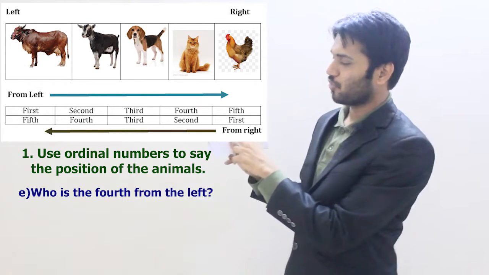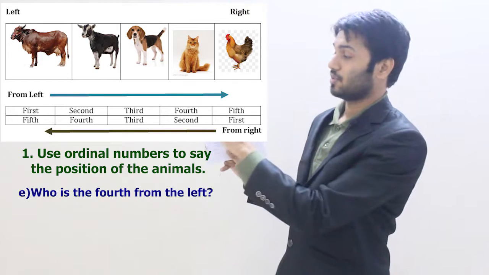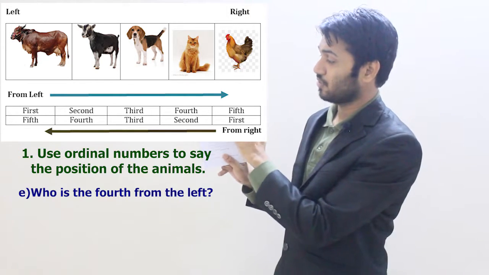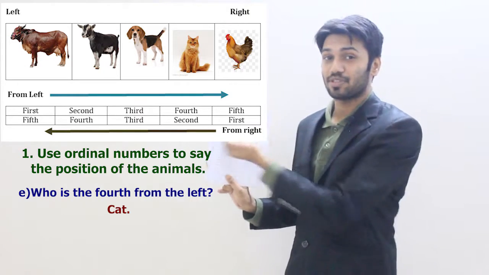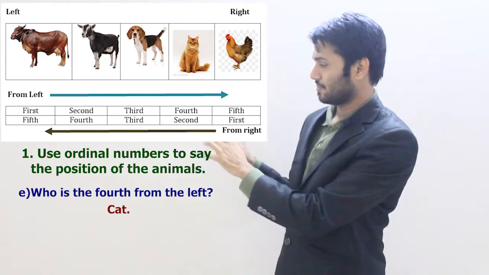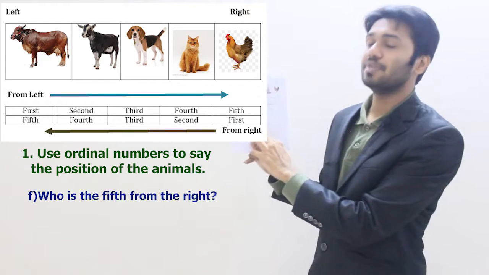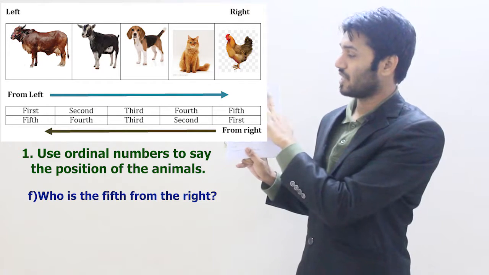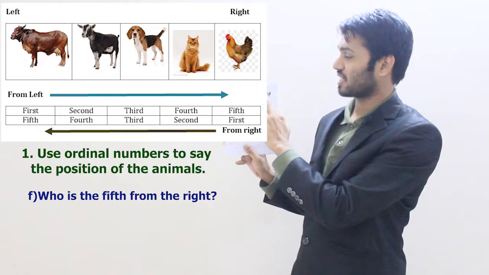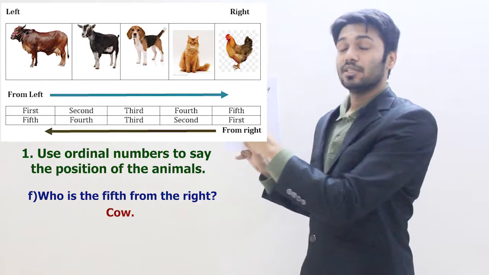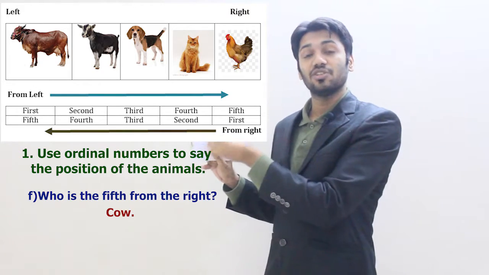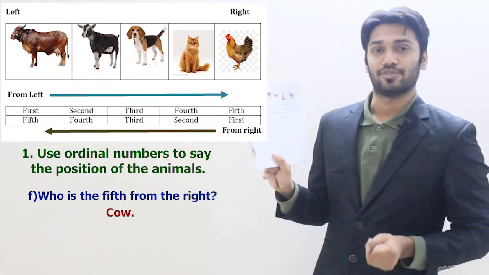E, who is the fourth from the left? First, second, third and fourth. The cat. See, look at this cat. It is the fourth from the left side. Cat. Who is the fifth from the right? From the right side, the fifth one. First, second, third, fourth, fifth. We have got the cow. And so on. So you finish the rest of the examples.